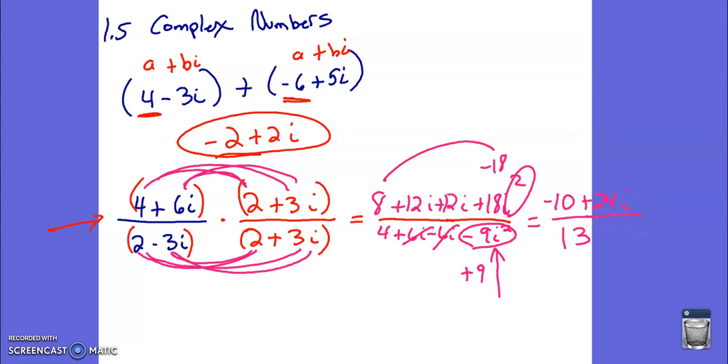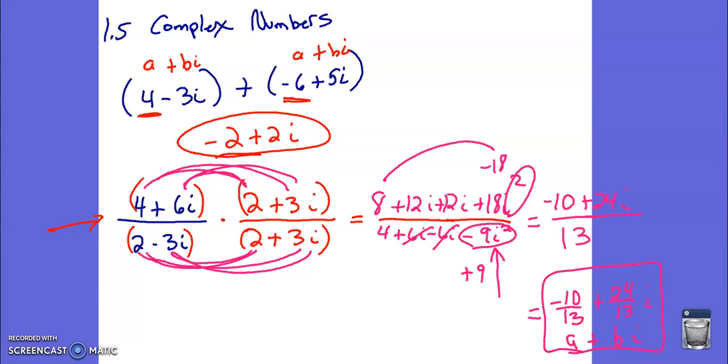And we always want to try to write it in a plus bi format. So this is negative 10 thirteenths, that's my a. And then I got 24 thirteenths i. So a plus bi. That's the correct format for that.